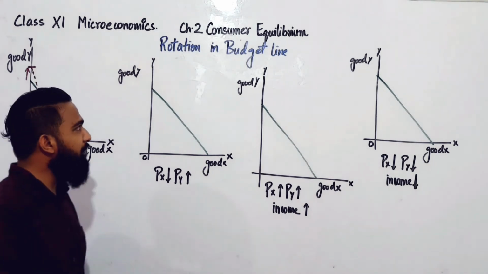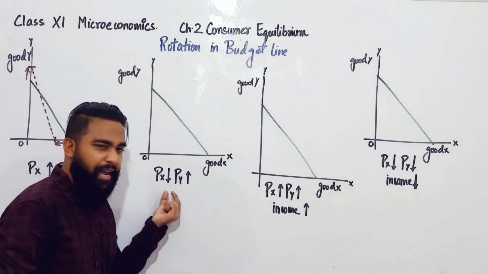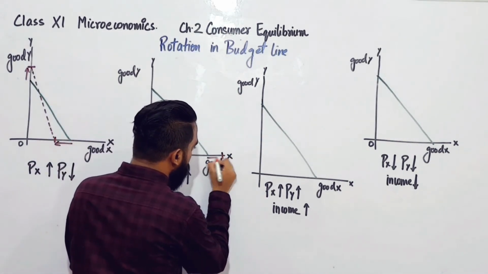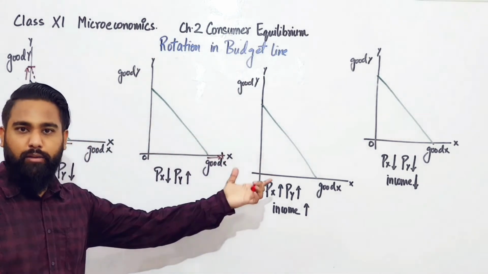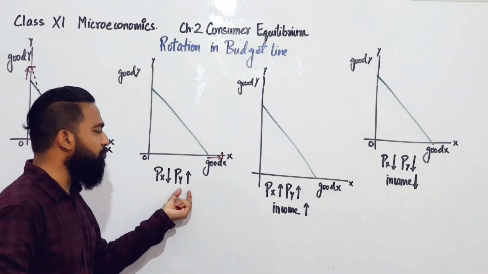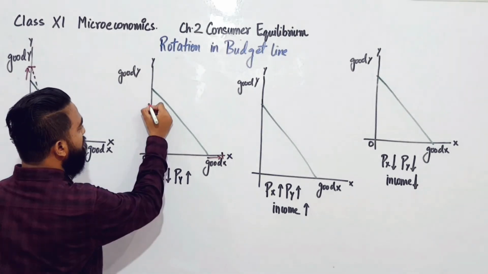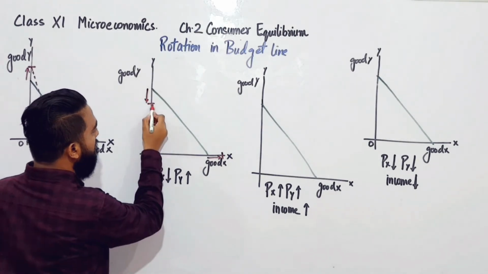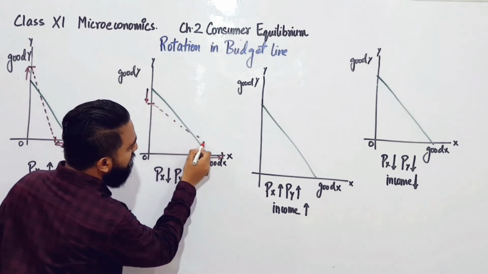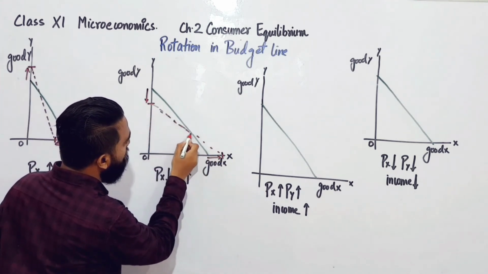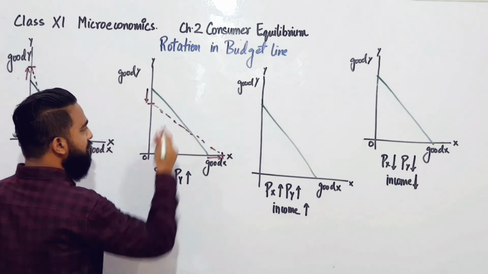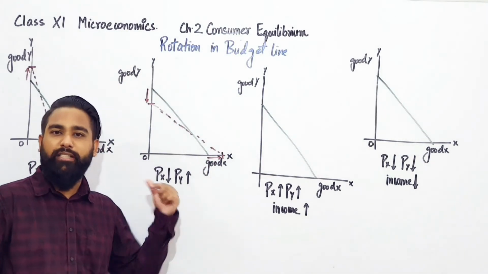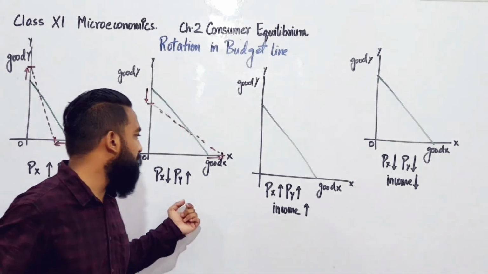Now let's come to the next one, in which the price of good X is decreasing. It means you can buy more of it now. You can move further. And the price of good Y is increasing. It means you have to decrease the consumption. Fine. Now again, there will be an intersection in the budget line. So this will be your rotation in the budget line when the price of good X decreases and the price of good Y increases.